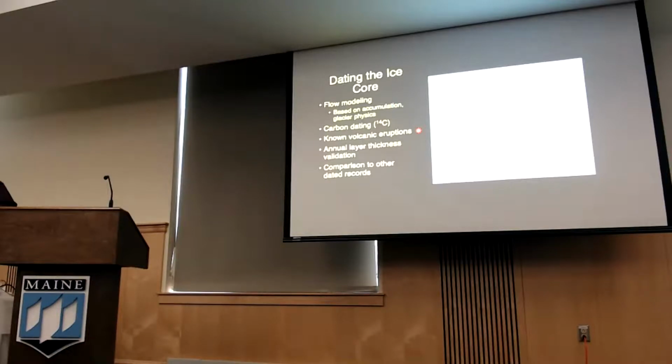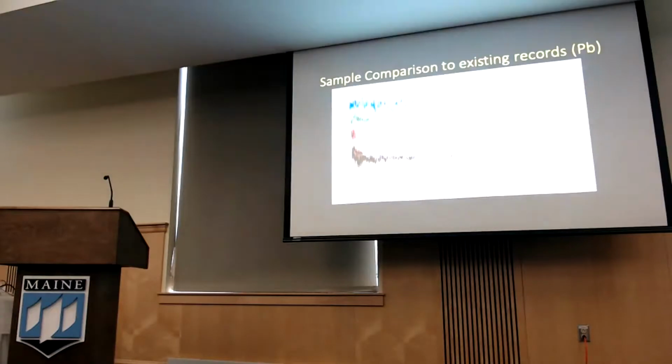That's this blue curve here. When we observe with the ultra-high resolution data, what we find is that it matches almost exactly. Those red dots are what we observe in the core. We have a robust age depth scale for this record.